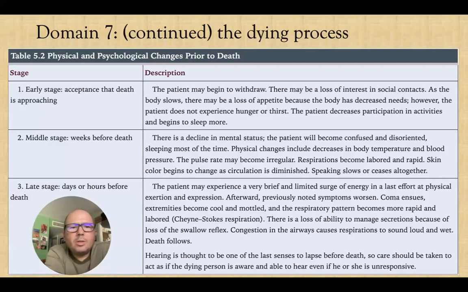Stage 2, the middle stages, decline in mental status, confused, disoriented. Yeah, these are some of the things that I was witnessing in one of my cancer patients, and I kind of knew it was happening, but in hindsight, it was like, oh yeah, that was the dying process. He was just ready to let go. But yeah, this is straight from your textbook. It's a table, pretty darn good description of the dying process.